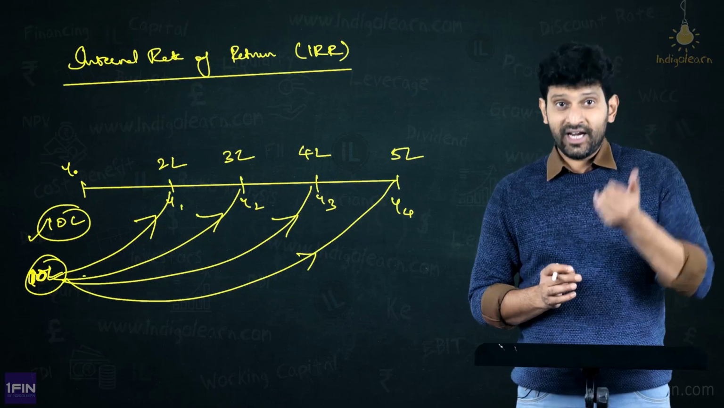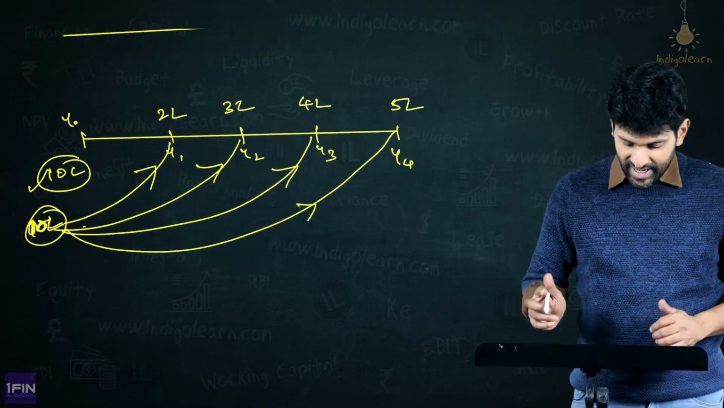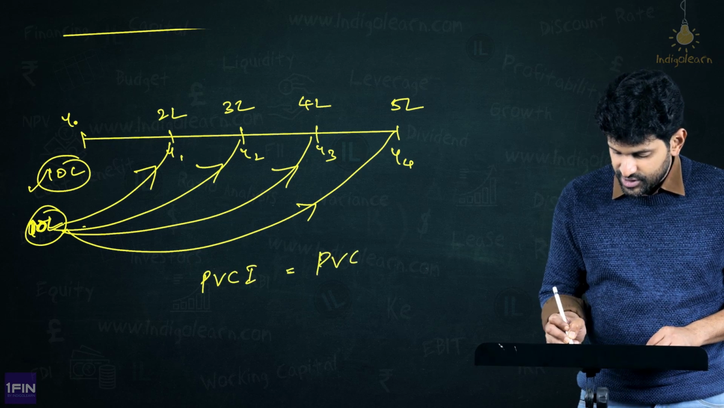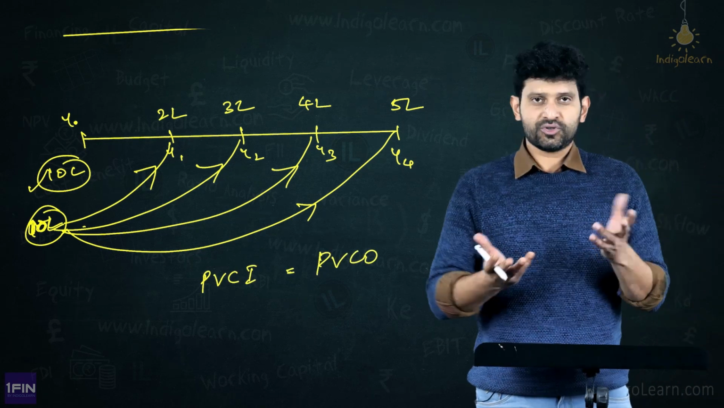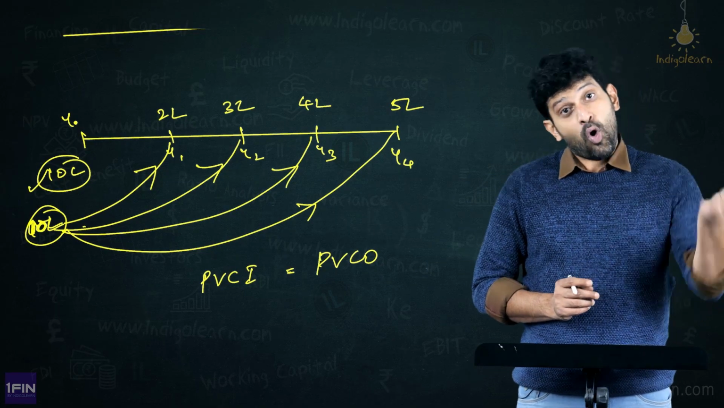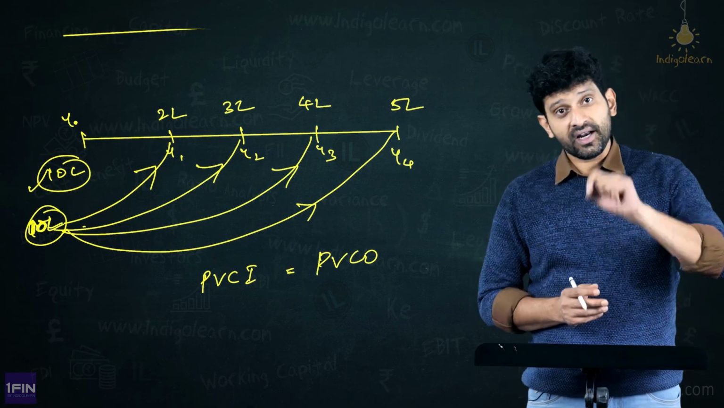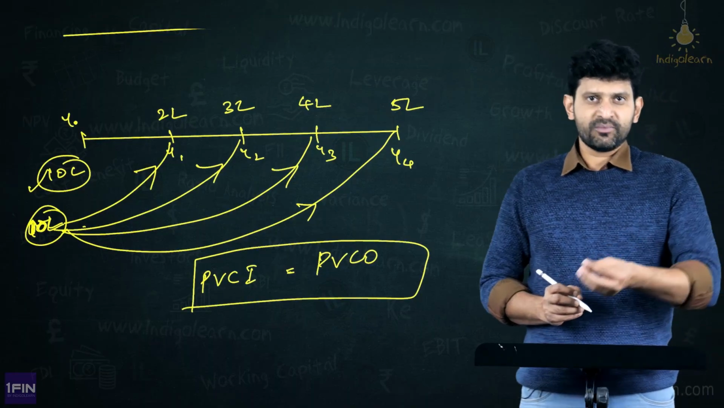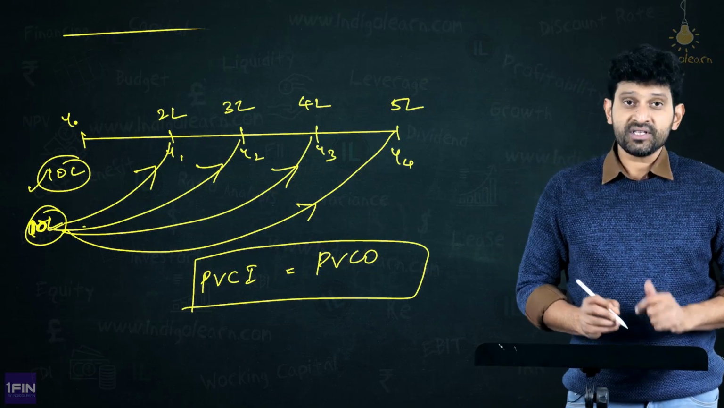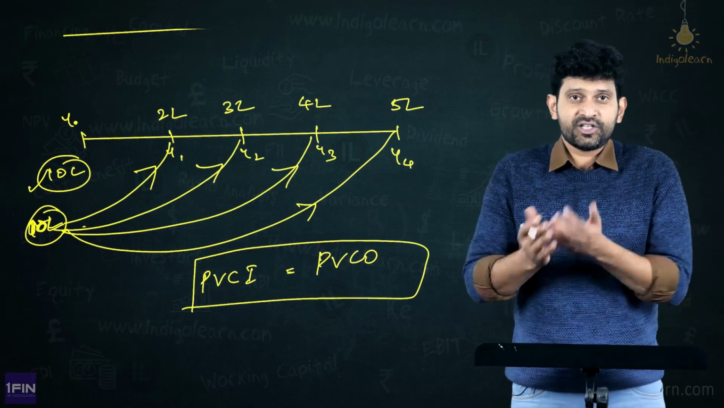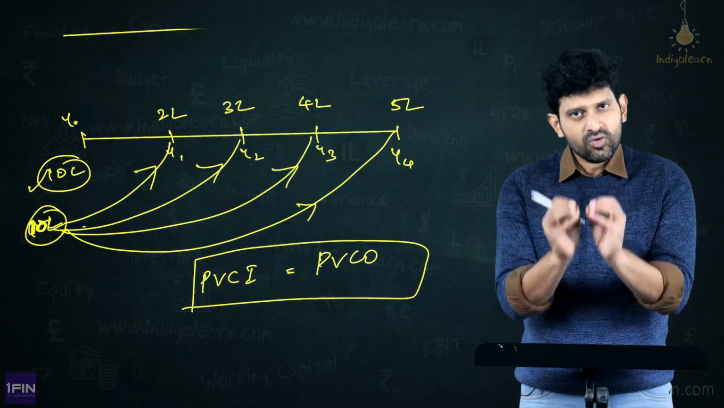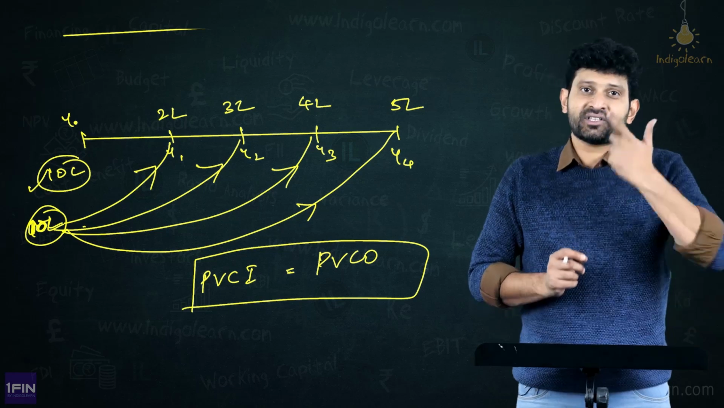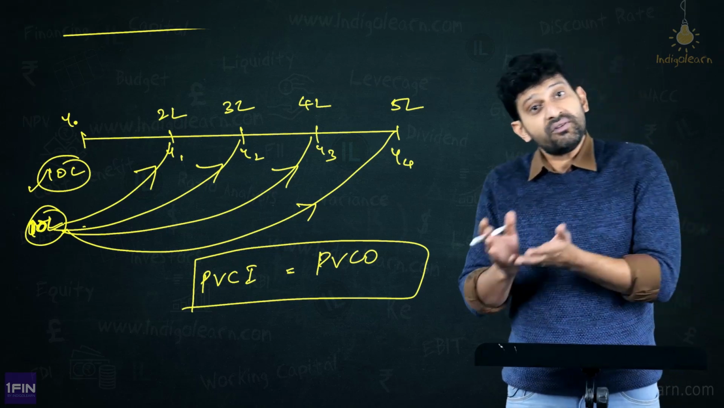Now mathematically, how to compute IRR? IRR is that rate of discounting at which PVCI is equal to PVCO. So by discounting at what rate will our PVCI be equal to PVCO? If I am discounting at, say, 10%, then I have an NPV greater than 0, that means PVCI is greater than PVCO. That discount rate is maybe the cost of capital. But if I am discounting at, say, 12%, my PVCI is getting equal to PVCO.